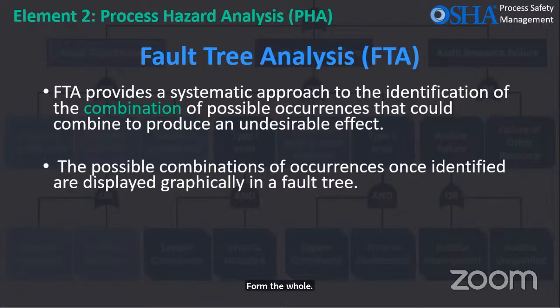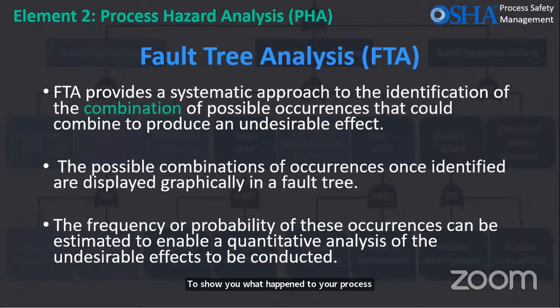The possible combinations of occurrences, once identified, are displayed graphically. That's why fault tree analysis is a remarkable tool, because it uses a graphic tree to show you what happened to your process. The frequency and the probability of these occurrences can be estimated to enable quantitative analysis. One of the marvelous steps in fault tree analysis is that it can be used as a qualitative analysis and also as a quantitative analysis if you have the frequency and the probability of these occurrences. You can transfer it from qualitative to quantitative analysis of the undesirable effect to be conducted.